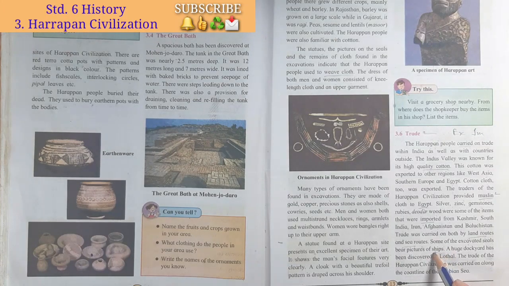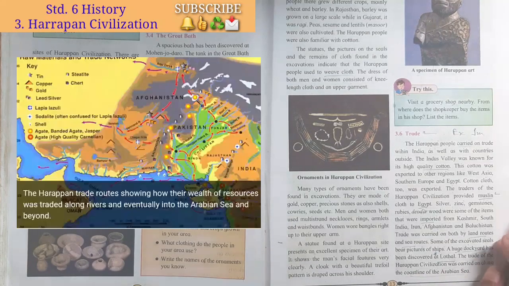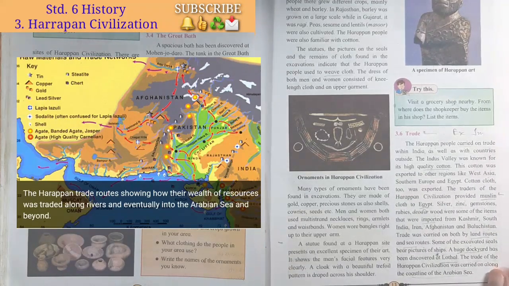It shows that trading was done by ships, as a huge dockyard has also been discovered at Lothal. Lothal is one of the places where we find Harappan civilization artifacts. The trade of the Harappan civilization was carried on along the coastline of the Arabian Sea. Yes, students, for the sea routes the coastline of the Arabian Sea was used. Students, have you understood trade now?